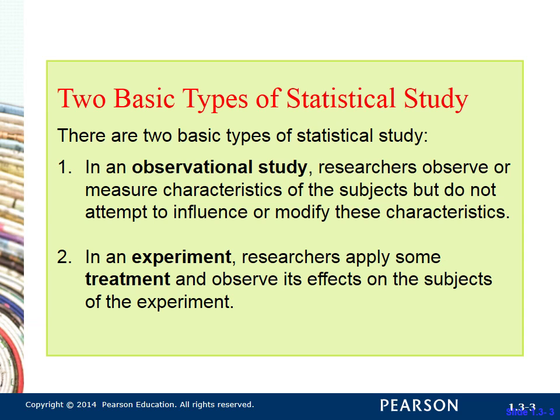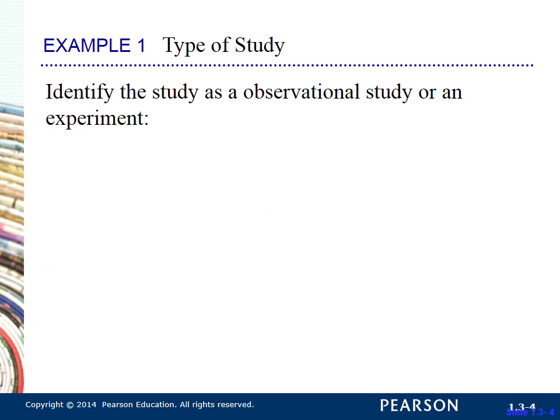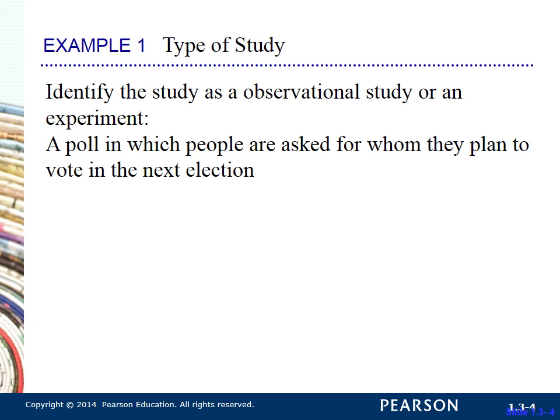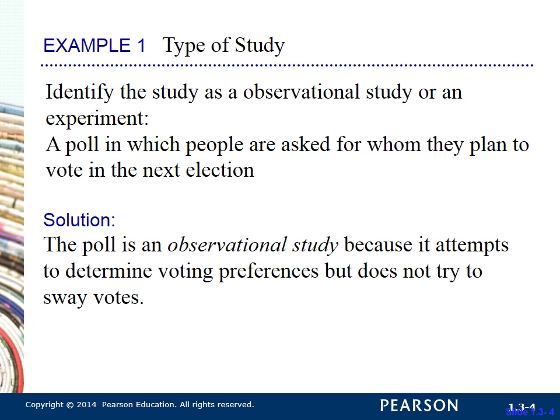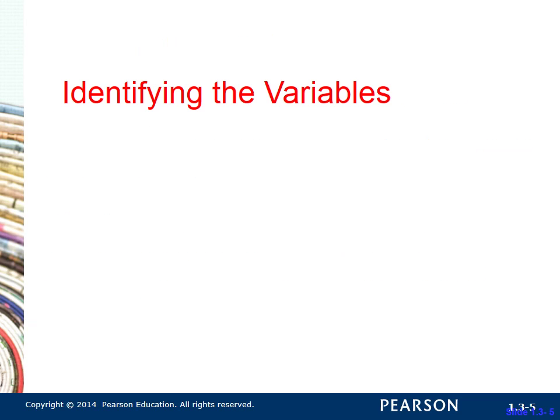In an experiment, though, researchers will apply a treatment and observe its effects on those subjects. So observational, you're not attempting to influence. In an experiment, you're doing a treatment to see what effect it does have. So would this be observational or an experiment? Asking a poll, that's just going to be observational. You don't attempt to change anything, you're just trying to get some information.